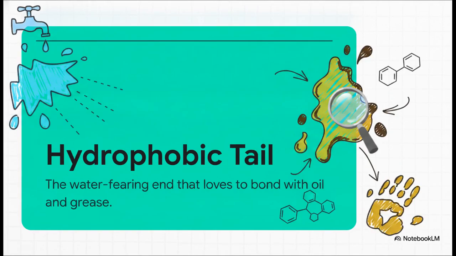But what's really interesting here is the exact opposite end of that same molecule, which is the hydrophobic tail. This is the water-fearing end. It's desperately trying to escape the water, and because of that, it absolutely loves to bond with oil and grease. This unique split personality structure, that is soap's critical secret weapon. Because it has one side that loves water and one side that loves oil, it completely bridges the gap between the stubborn grease on your hands and the water pouring out of your faucet.